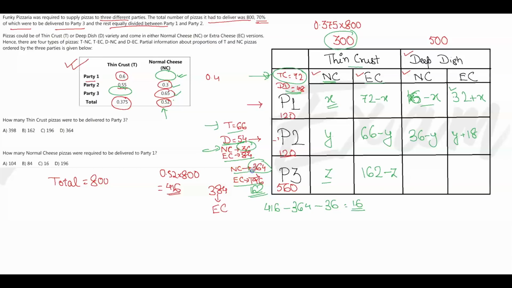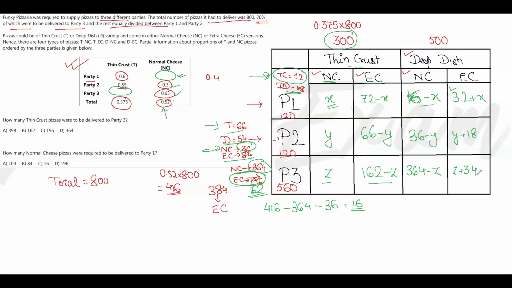Similarly, I know that the total number of normal cheese pizzas is equal to 364. So this would be equal to 364 minus Z. And the total number of extra cheese pizzas is equal to 196. So if this is equal to 162 minus Z, this would be equal to Z plus 34. So this is the entire table that we have in front of us.